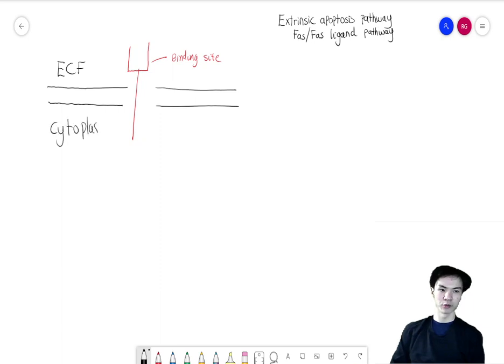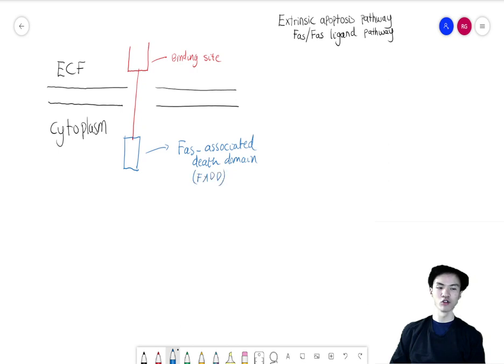in the cytoplasm, you're going to have a domain, which I'm going to represent in blue. That domain is going to be called the Fas-associated death domain, and we're going to abbreviate that for the rest of this video to FADD, Fas-associated death domain.